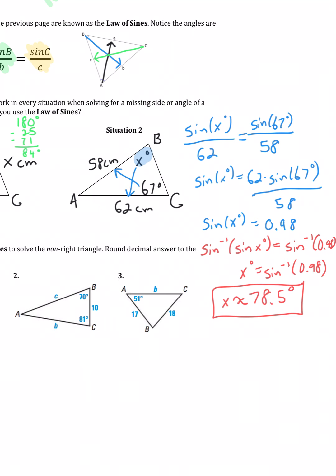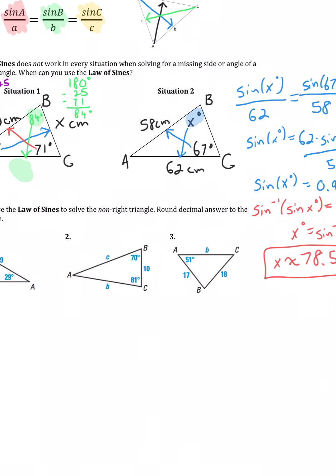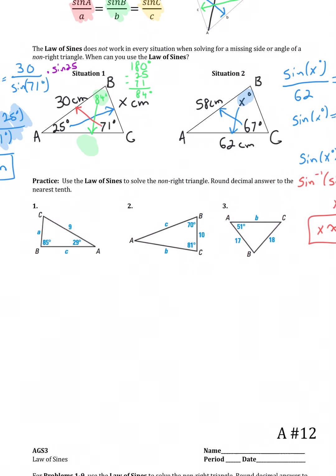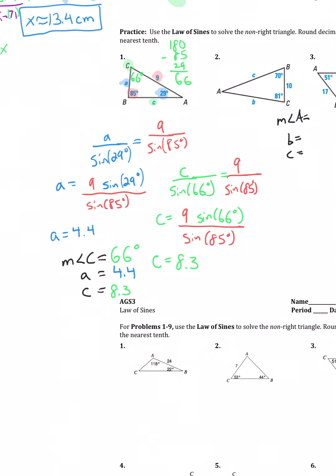Okay, so we have 3 problems down below now that I want you guys to practice on. And we're solving for the entire triangle. That means we're finding all missing side lengths and all missing angles. So I'm going to give you guys a few minutes. Go ahead and pause the video now, work on these 3 problems, and then I'll show you the answers in a minute.